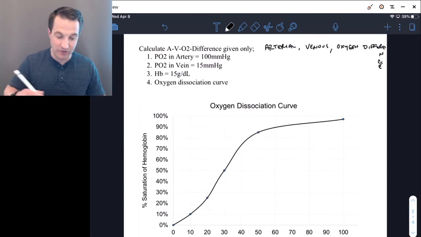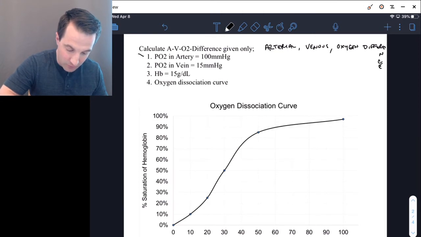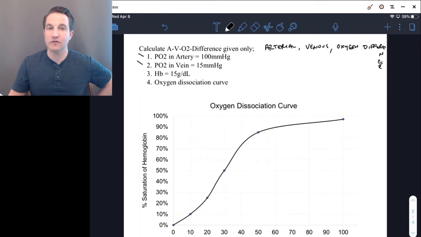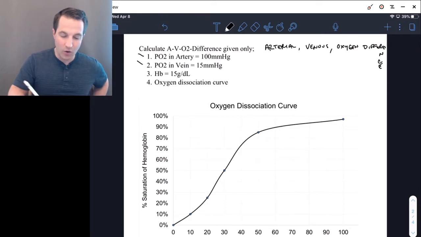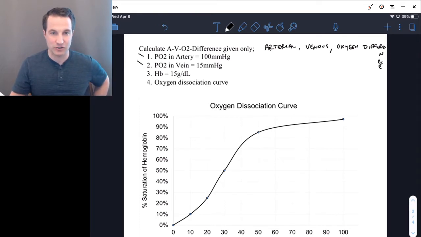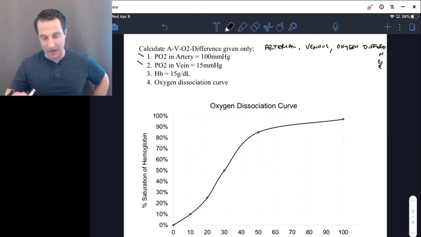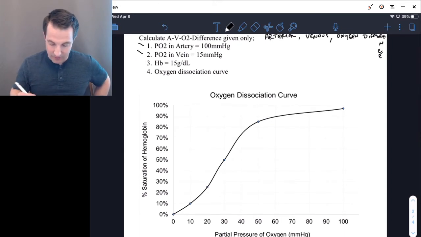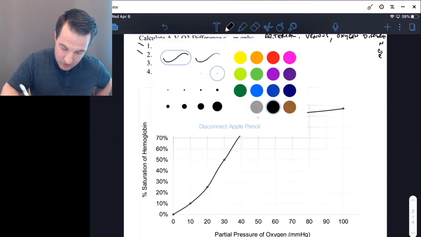So, the question here is, the only things that we know are the pressure of oxygen in the artery, the pressure of oxygen in the vein, our hemoglobin concentration, and we know that we have an oxygen dissociation curve. Wow. So where do we start? Well, let's start with number one, the pressure of oxygen in the artery. So let's start with that.